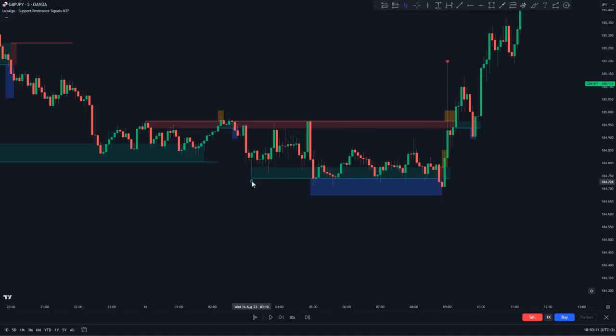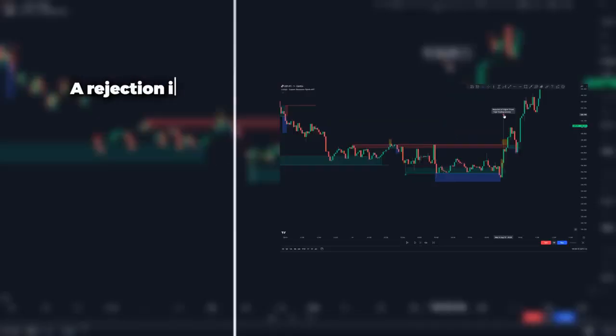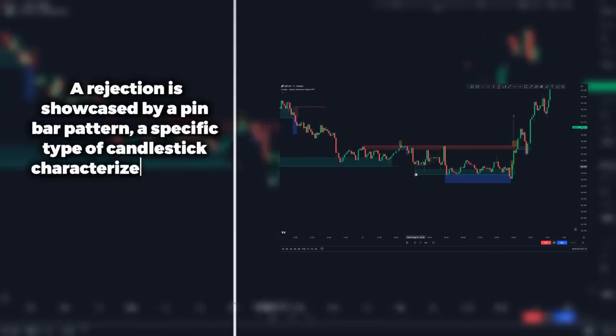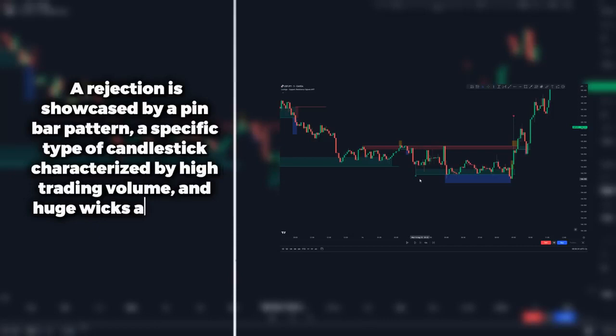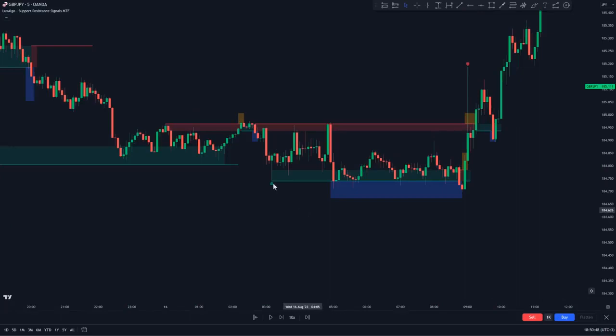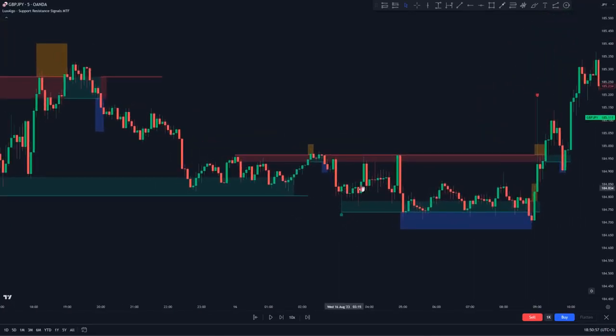Next up, notice these green and red up and down arrows. These symbolize rejections, more specifically price rejections. A rejection is showcased by a pin bar pattern, a specific type of candlestick characterized by high trading volume and huge wicks at the top for a bullish pin bar, and vice versa. When you spot a rejection, it often signals potential price movements in the direction of the rejection.